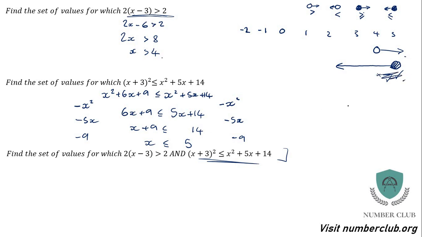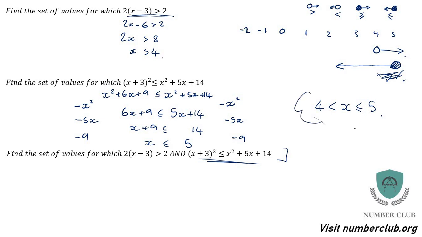So what we want is for x to be strictly greater than 4, but also less than or equal to 5. x can be 4.1, 4.2, 4.01, 4.02. But it can't be 4 because that would invalidate the first inequality. So that is the set of values.